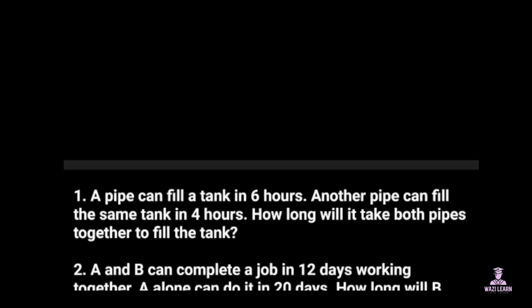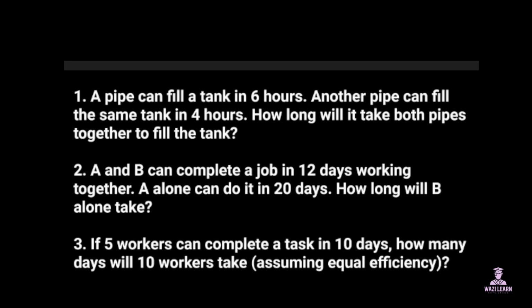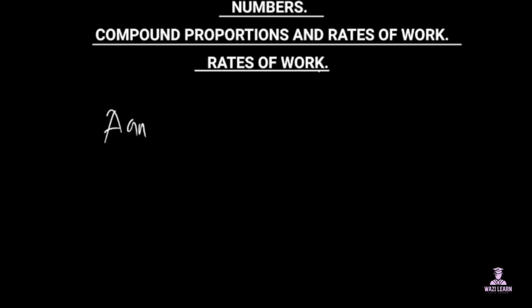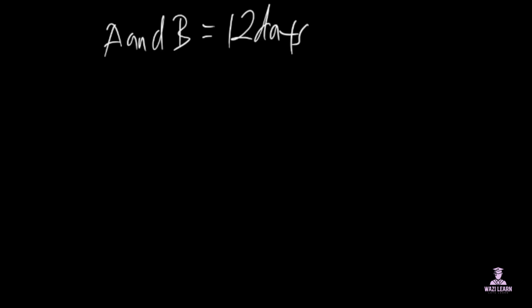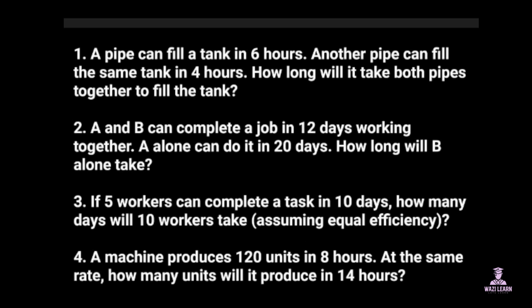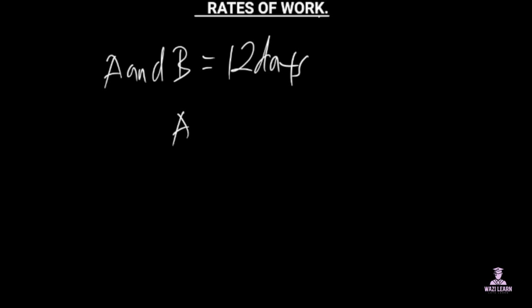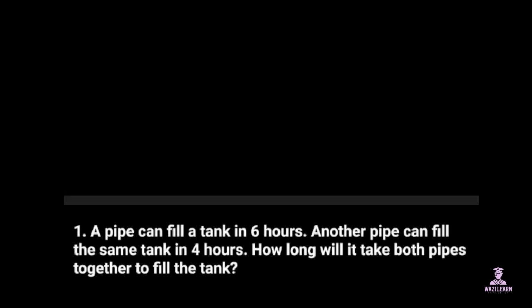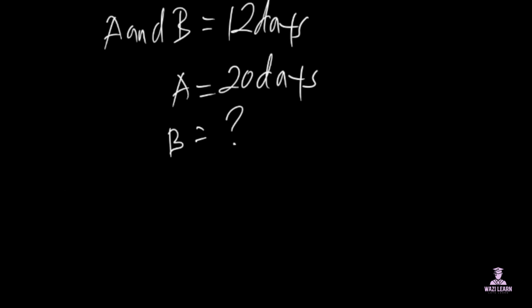Let us look at example 2. We are saying A and B can complete a job in 12 days working together. A alone can do it in 20 days. How long will B take to do it alone?